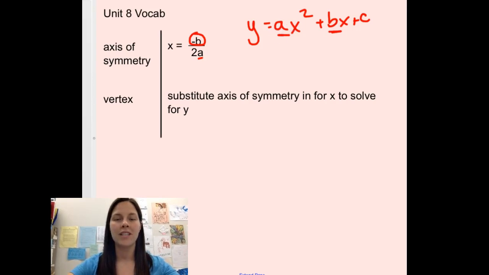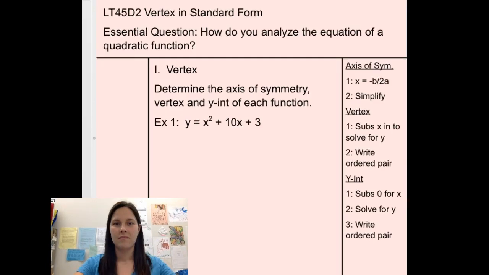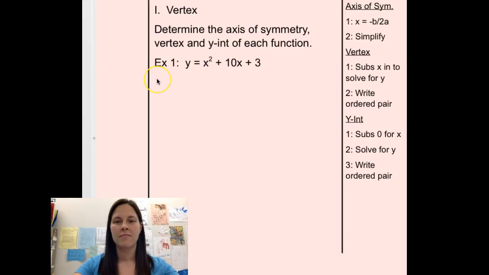To find the vertex, we simply take the x value that we get for our axis of symmetry, substitute it into the equation to solve for y. Our essential question today is, how do we analyze the equation of a quadratic function? First of all, we will find the axis of symmetry.